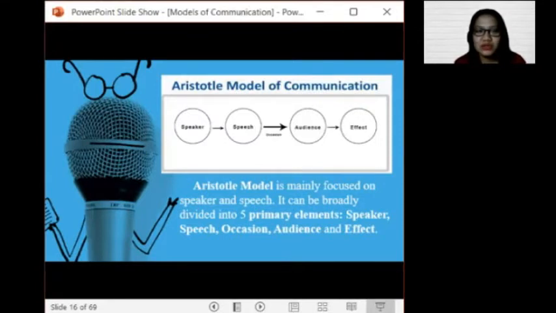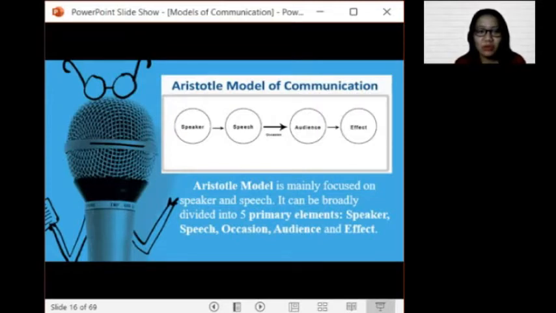So for Aristotle's model of communication, for example, there will be a certain politician trying to give his or her talk in front of a crowd. That political leader will be the speaker or the sender of the message. He or she will deliver a speech in front of the crowd, and he or she will be the most important person there, because he or she provides the message or information to the crowd.